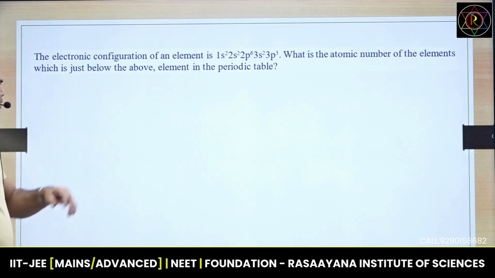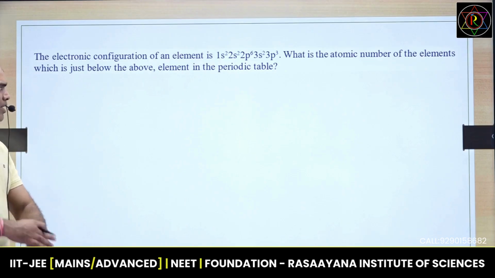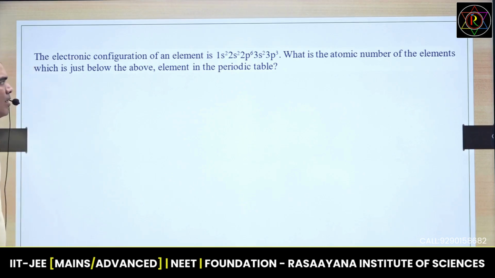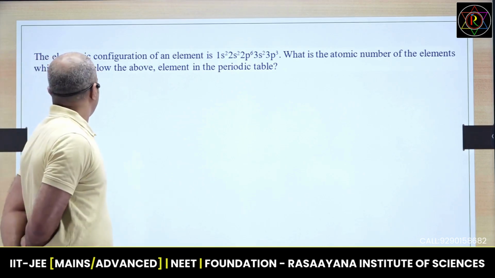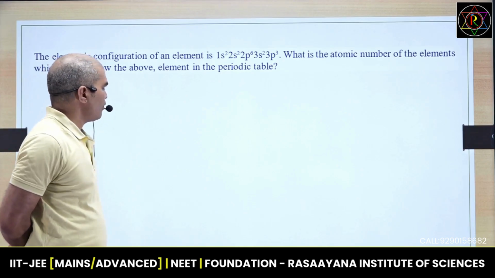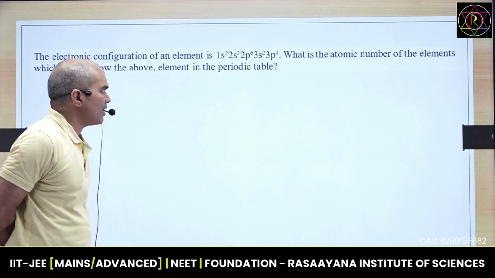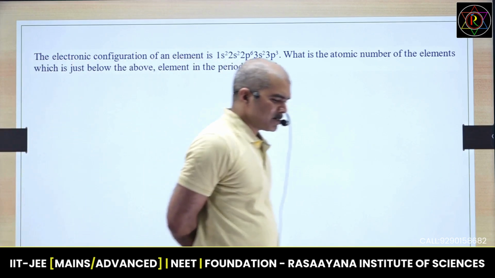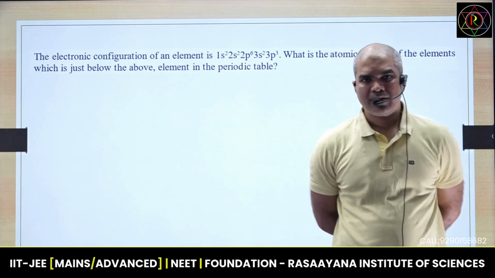Let us work out a few questions. The electronic configuration of an element is 1s2, 2s2, 2p6, 3s2, 3p3. What is the atomic number of the element which is just below the above element in the periodic table? So for every question, take a little time or pause the video and then try to answer it.